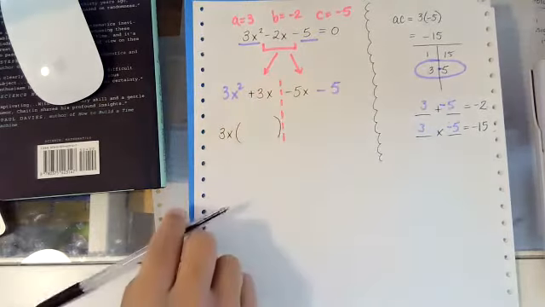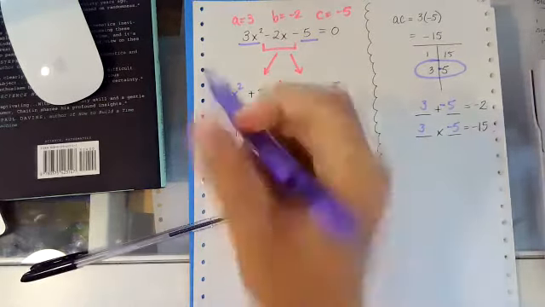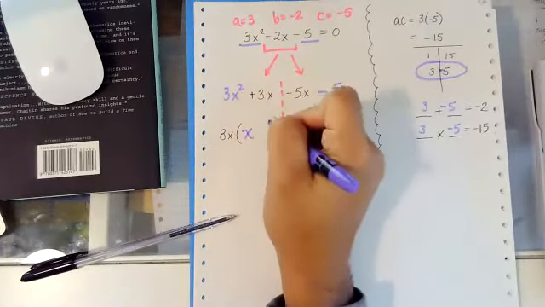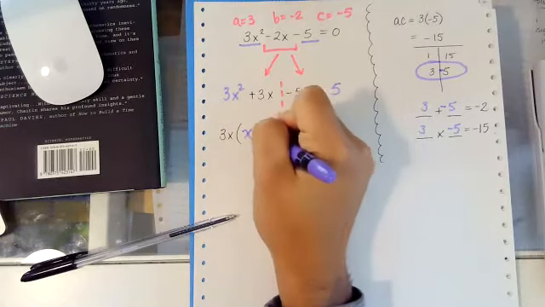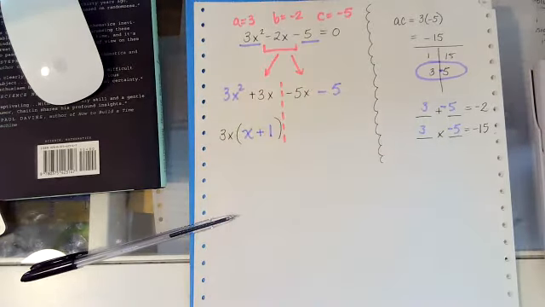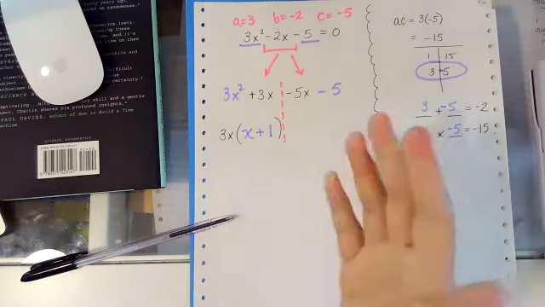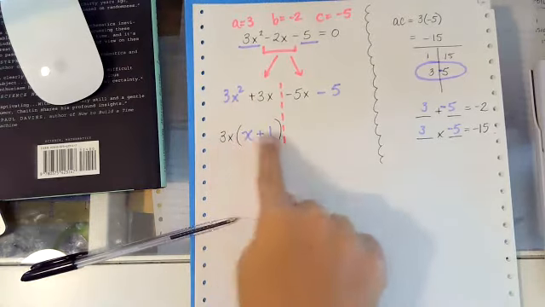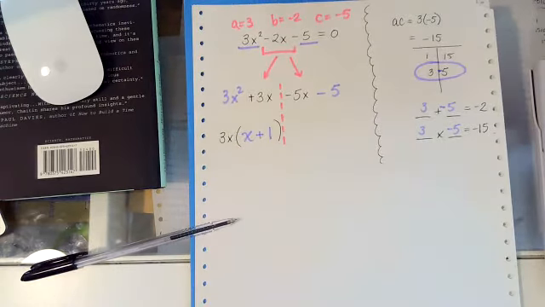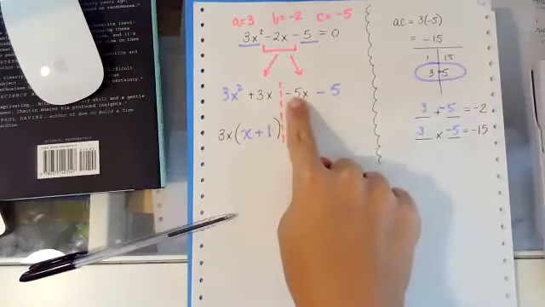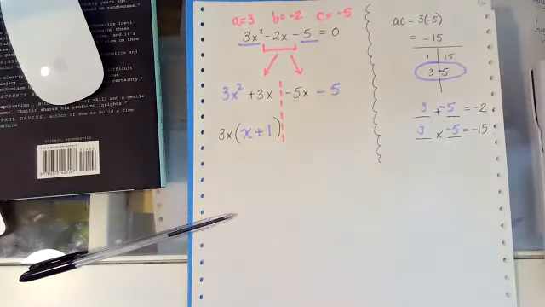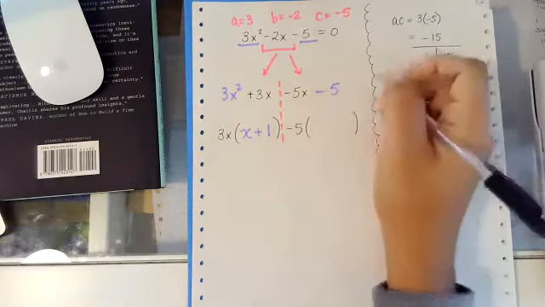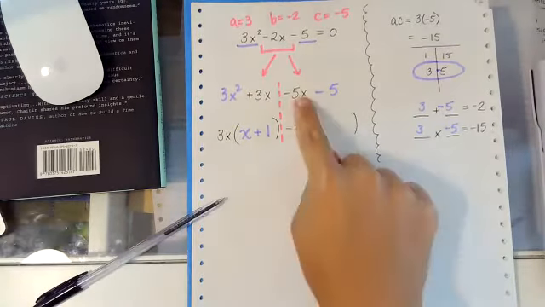So 3x comes out. That will leave you with an x here and a, what would that be? Plus 1. Okay, and you can always back check that because 3x times x gives you 3x squared. 3x times 1 gives you 3x. Similarly over here, these two terms have a factor of -5 in common, so we'll go ahead and factor out that -5. That's the greatest common factor of these two terms.